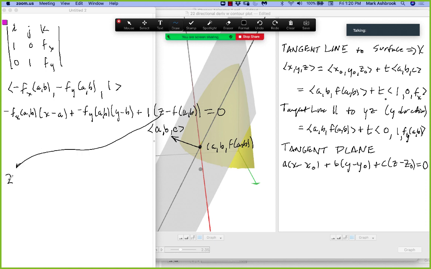So z equals. That just means I have to move this whole term over, add it to both sides, move this whole term over, add to both sides, and then once I'm done with that, just add this. So here we go. It's going to be positive fx(a,b) times (x minus a) plus positive fy(a,b) times (y minus b) plus f(a,b).